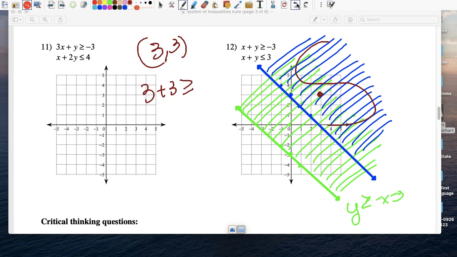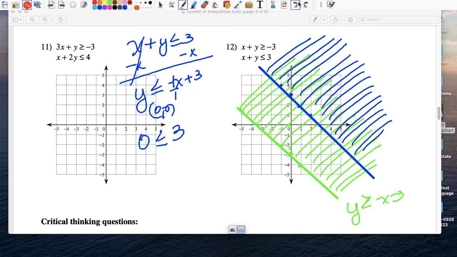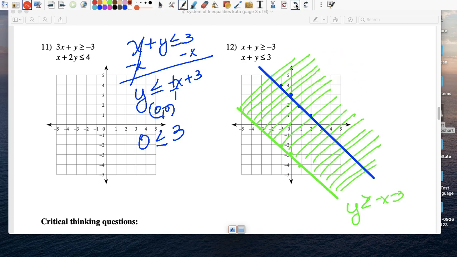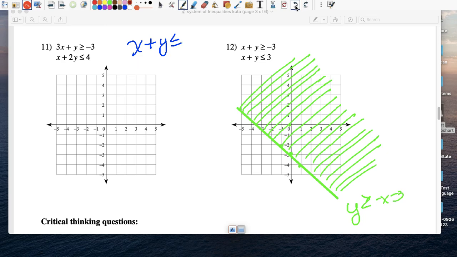Let me go back. Did I shade something? Sorry. Well, that's why you do your check. I did something wrong. Let me just go back to the green one. All right, so let me just check that one. I'm going to go back all the way back.